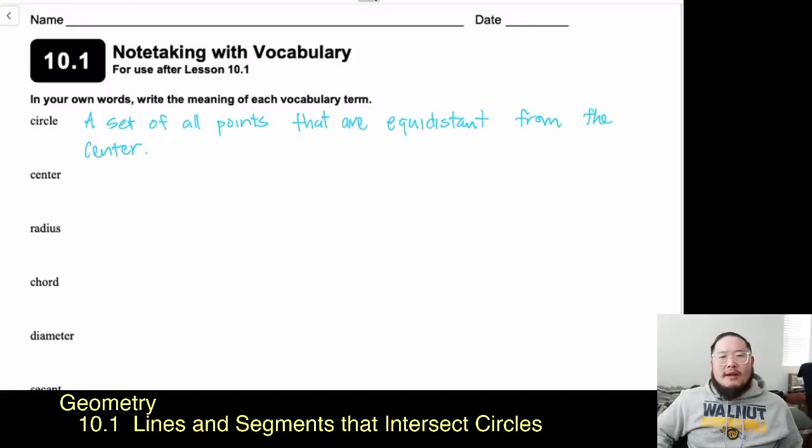Here we go. We're starting a new chapter, chapter 10. Let's take a look and see what 10.1 is about. It's about lines and segments that intersect circles.